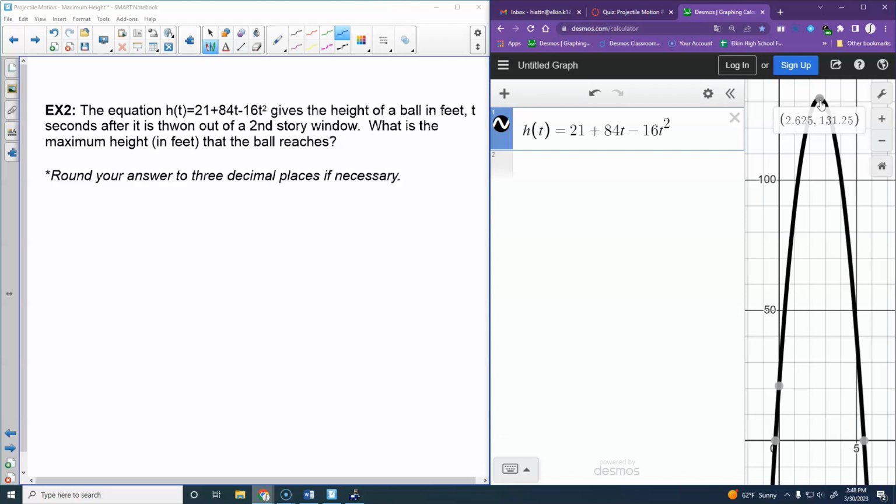Is it going to be my x coordinate or y coordinate for this problem? Wait, where'd you get 84? Or it's just in the problem. Oh, I'm on example 3. Okay? So, Aiden, is it going to be my x coordinate or my y coordinate for this one? It's going to be the y, because it's asking for height, which is the y coordinate on these problems. So, 131.25 feet.